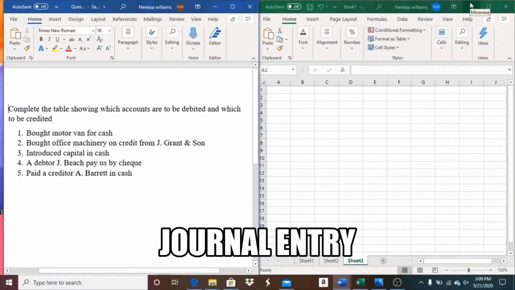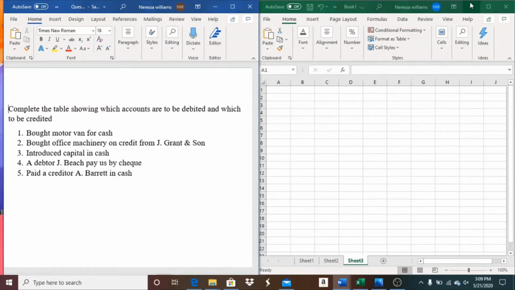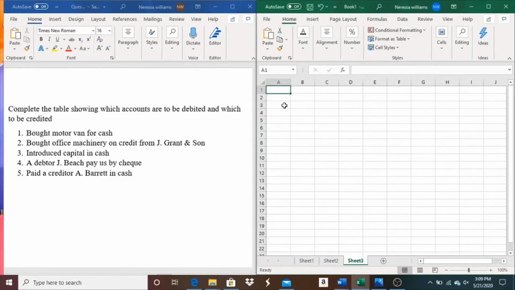Hi guys, we're here again, and this is part 2, and we're doing journal entry. This question doesn't have any figure in it, but we have the accounts, and once we know what type of account and how to treat them, then we should be able to draft a journal entry, a T account. Now let me just do this. We have the debit and the credit side.